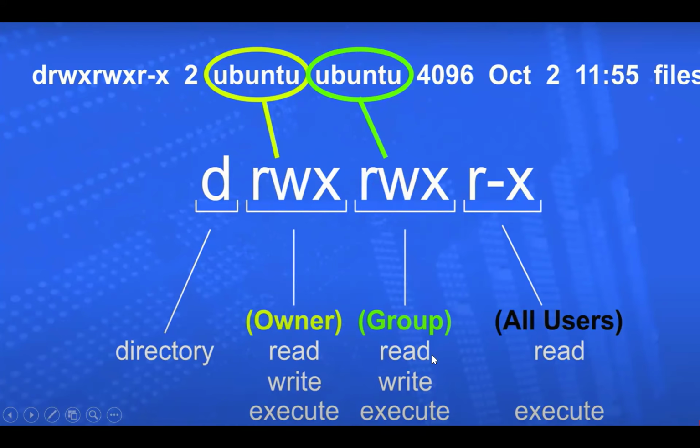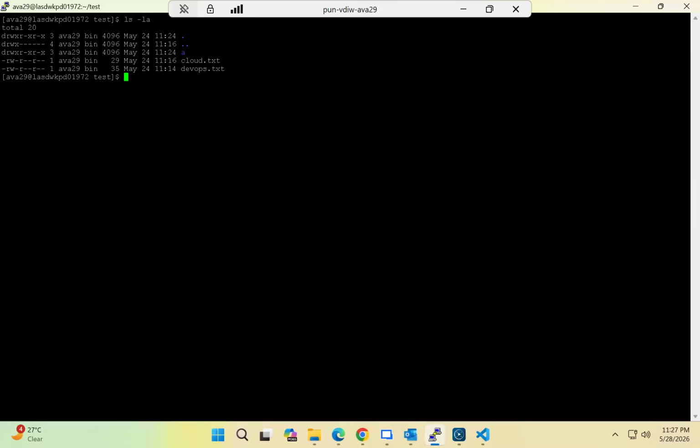Got it? So in this way, if we see this one, the first three are for read, write, and X is for... what is X? I didn't remember. It is execute. Okay.